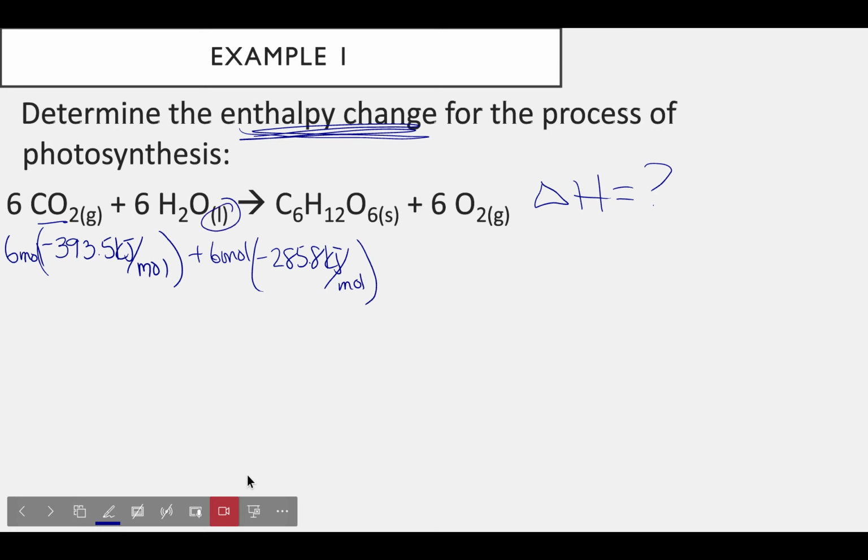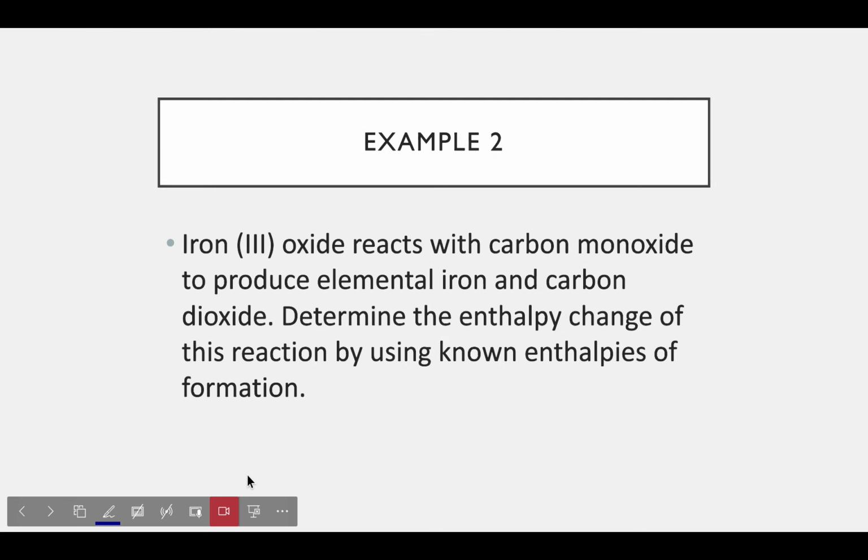With water, you do want to pay attention to the state. If it was the gas state, it would be a different value. Then on the product side, glucose is negative 1,273.3 kilojoules per mole. And oxygen, because it's written by itself, that would be 0 because it doesn't need to form, so it would not have an enthalpy of formation.